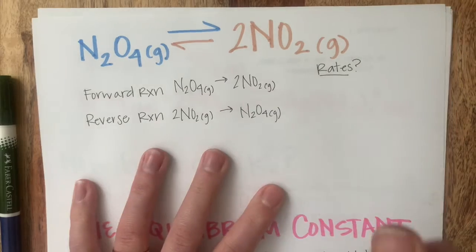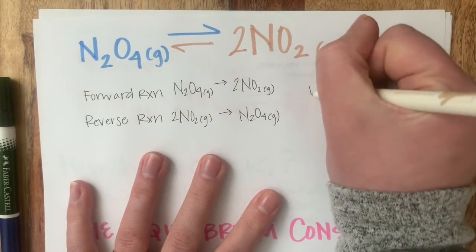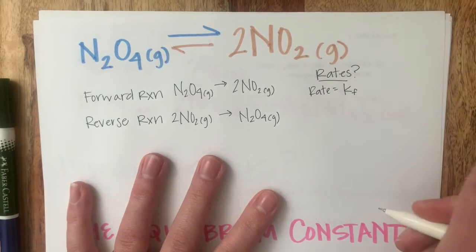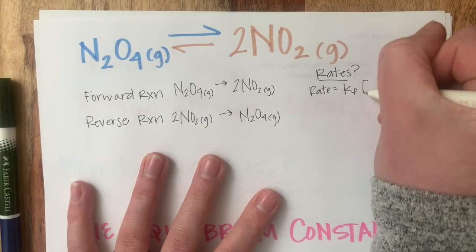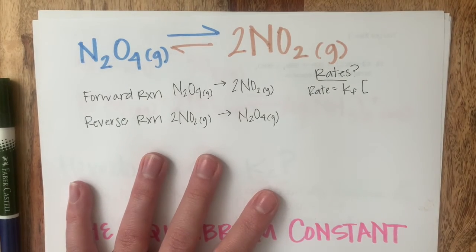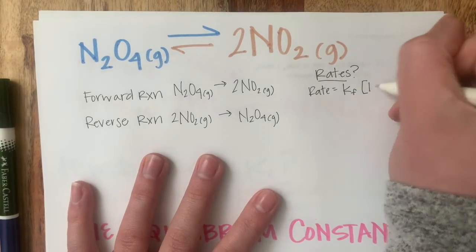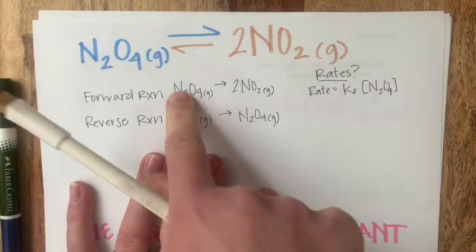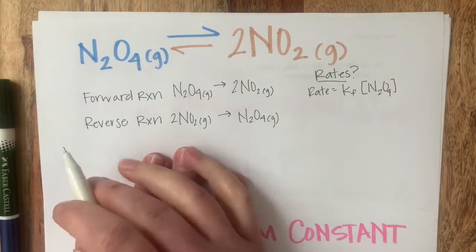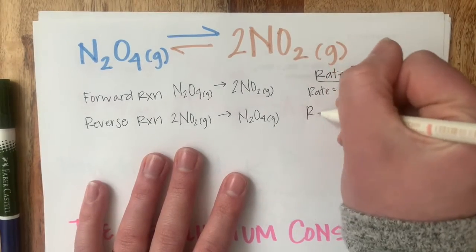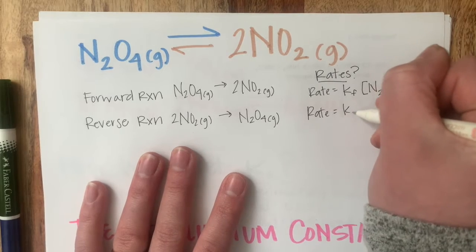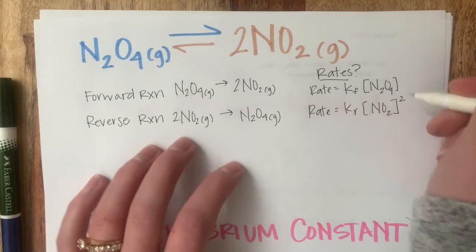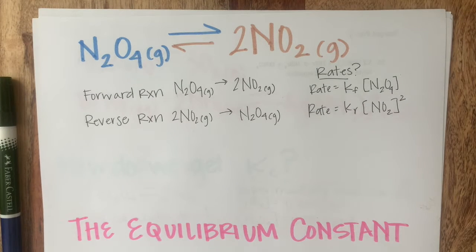Okay, let's do it. So first of all, every rate law, rate equals k, and we're going to call this kf, k forward. And then what is it dependent upon? It's dependent upon those reactants, right? Concentration of N2O4, first order, if it's elementary. Let's write the rate law for the reverse reaction. So rate is going to equal k reverse of NO2, and then that's going to be second order. Okay, great. So we have these set up.